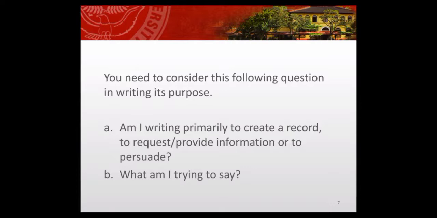So, before attempting to compose a letter, you must first do some thinking in order to identify which of the 3 categories of purpose applies. So, as I've said earlier, letter A, why am I writing this letter? You need to ask yourself these 2 questions in order to identify your purpose. So letter B, what am I trying to say?